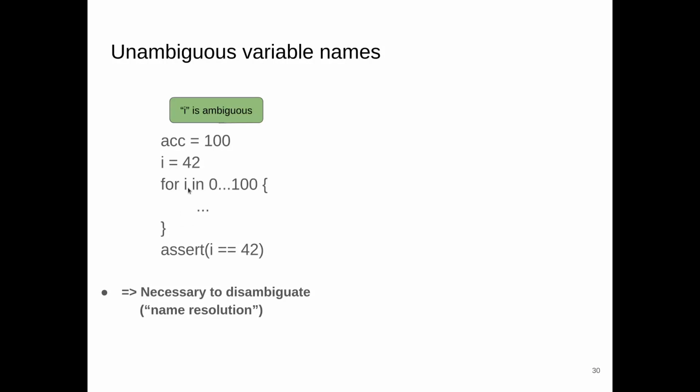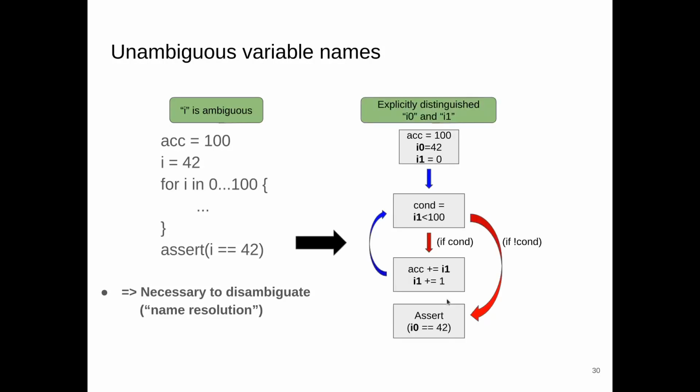We need to disambiguate or resolve the name, depending on the position of the statement in the program. So this is the job of this IR generator. And in IR, we need to distinguish this I variable into two things. Let's say it is I0 and I1. And here, I0 is assigned 42 because it is meant to be corresponding to the original variable I.